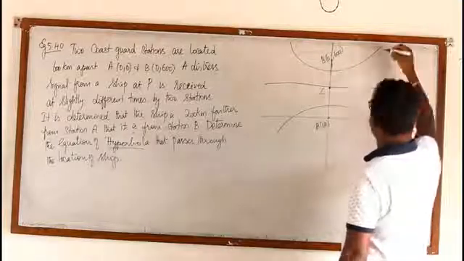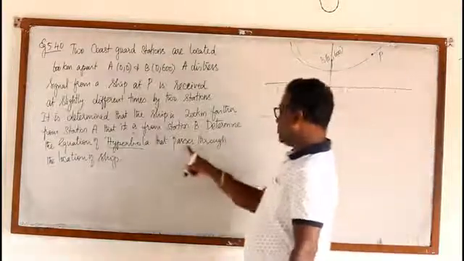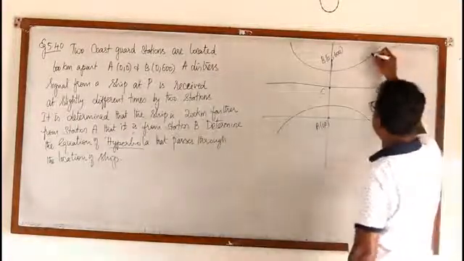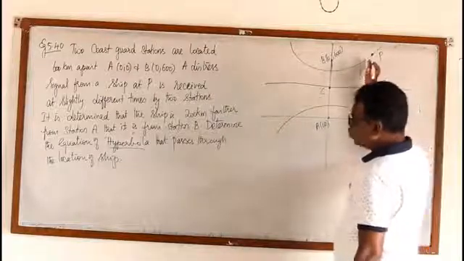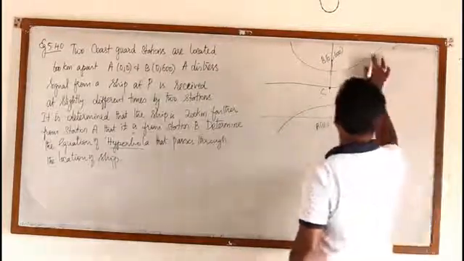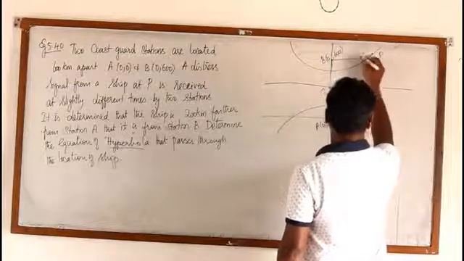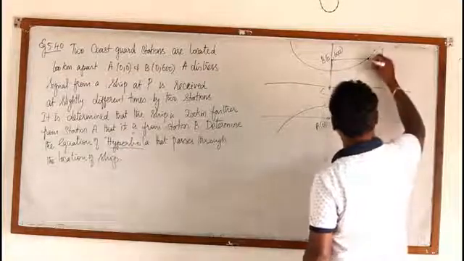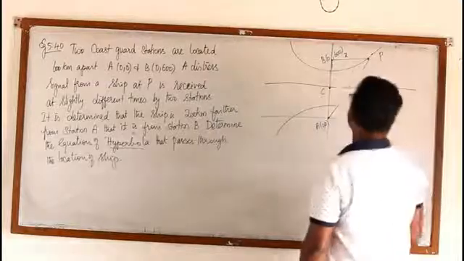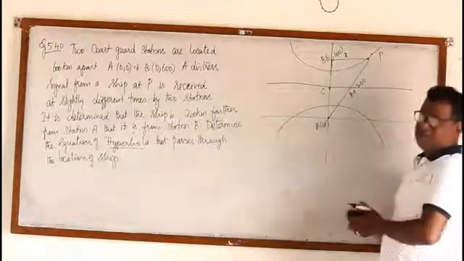So the ship will be on the curve, maybe somewhere here, point P, because the curve passes through the location of the ship. Point P is 200 km farther from A than from B. That means if this distance from B is x, then the distance from A will be x plus 200. This is what they give. So this is the actual situation of this problem.